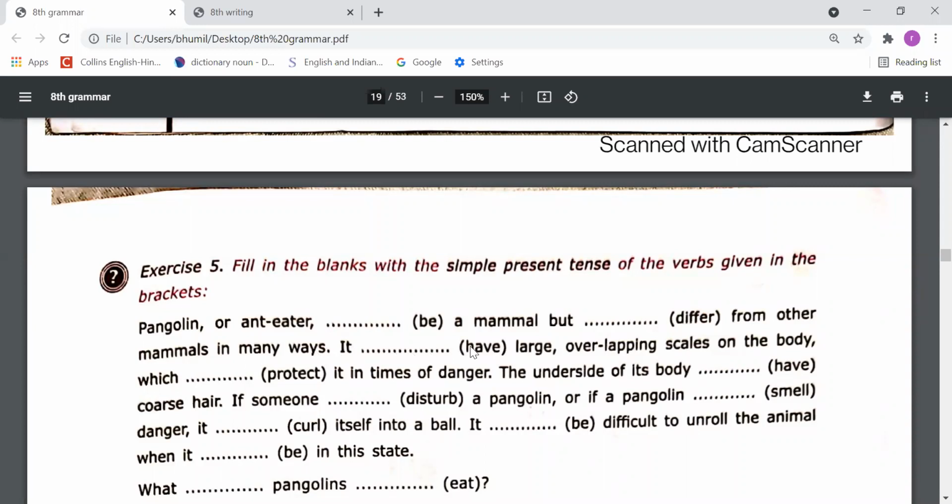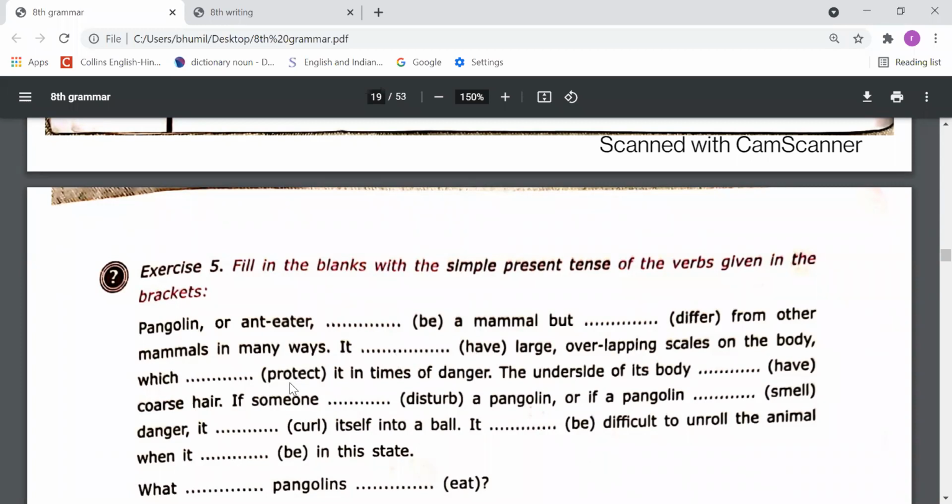It has large. You know, dear student, have is a verb, and the first form of have is has and have. Has, H-A-S, and have, H-A-V-E. For third person singular, we should use has, and with the rest of the subjects, we should use have. So it is third person singular. That's why we need to use has. It has, H-A-S, large overlapping scales on the body, which protect.